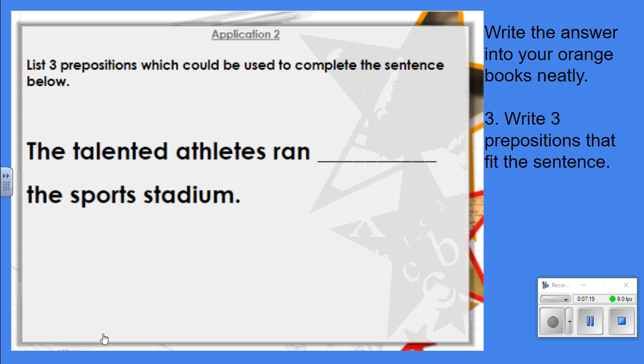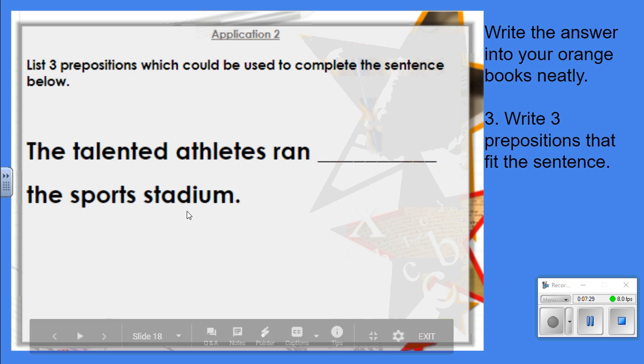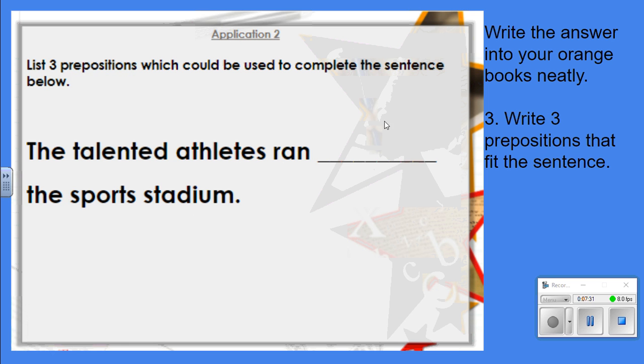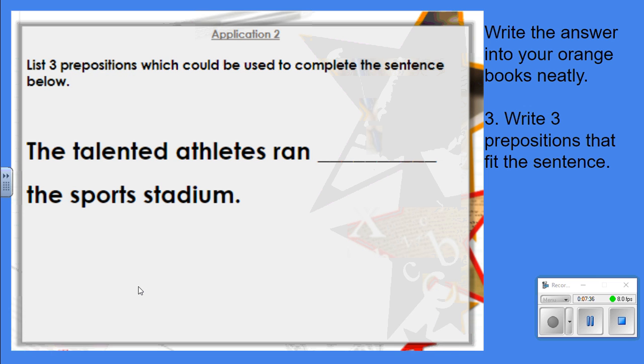So here we've got a sentence. We're going to list 3 prepositions which could be used to complete this sentence. The talented athletes ran something, the sports stadium. Okay, so which 3 words could you put here that would make sense? Pause the video while you write down your answers.